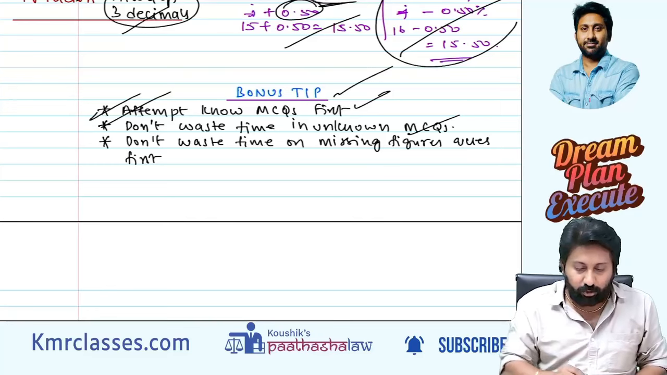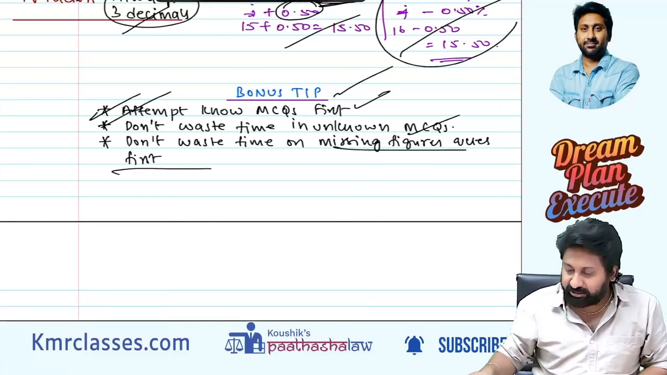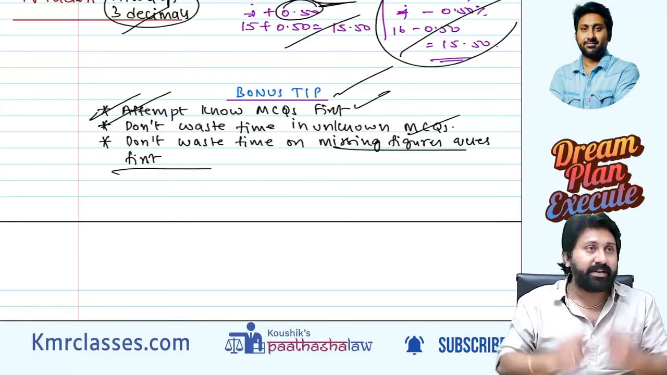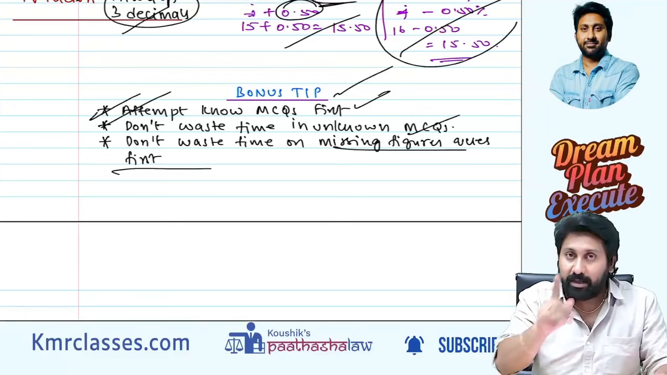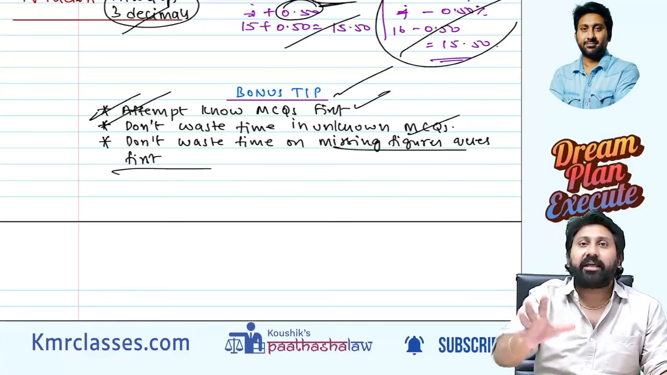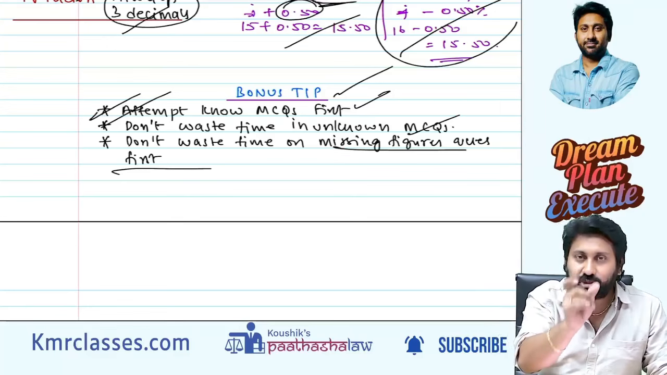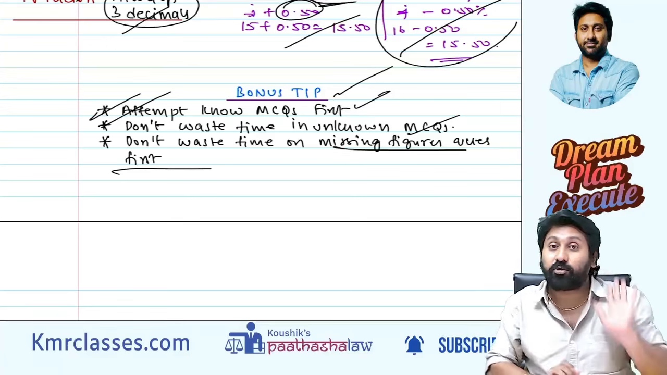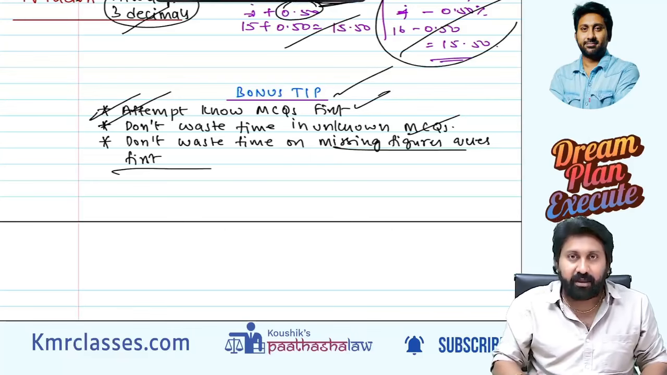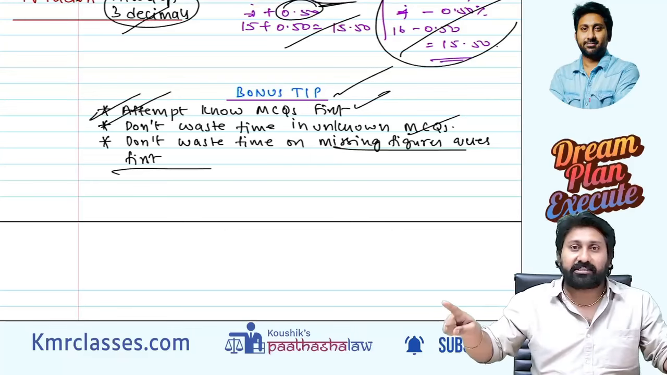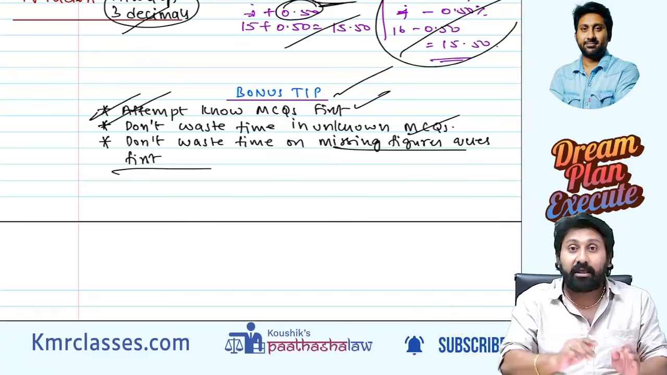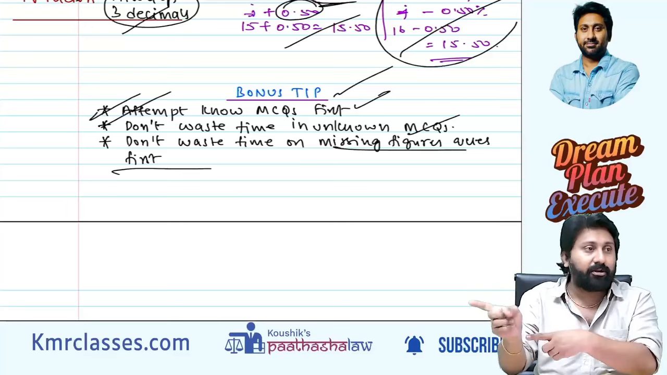Next, don't waste time on missing figures questions first. Whenever a leverages question or ratios question comes in the exam, always remember that a missing figures calculation question means the institute will definitely miss some crucial information, which takes time for the student to think. So whenever a missing figures data question is given in the examination, first complete all the other questions, then go to the missing figures calculation. Then time will be saved and your mind also will be free because you completed all the remaining questions.